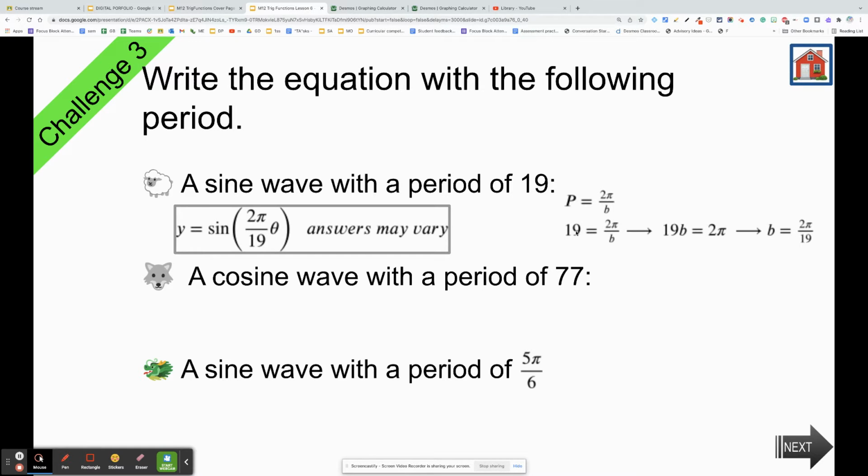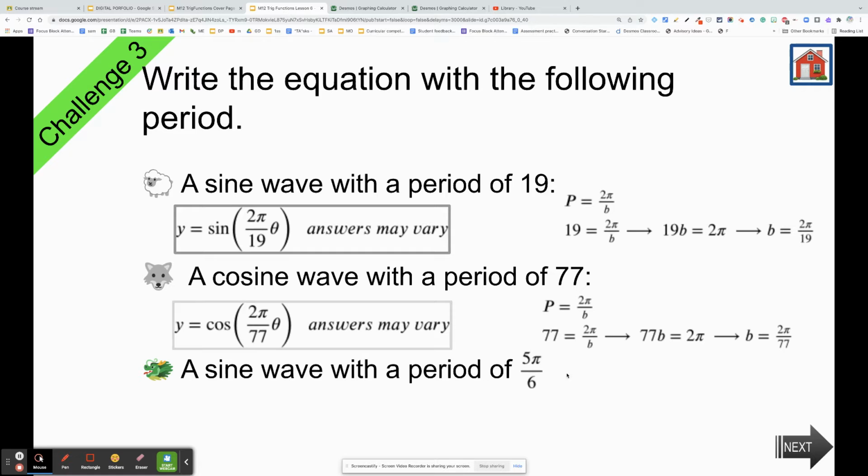How do we know that? Well, if we have 19 equals 2 pi over b, rearrange for b, and we're going to get the b value being 2 pi over 19. Well, this one, I bet you can do that in your head now. That's 2 pi over 77.